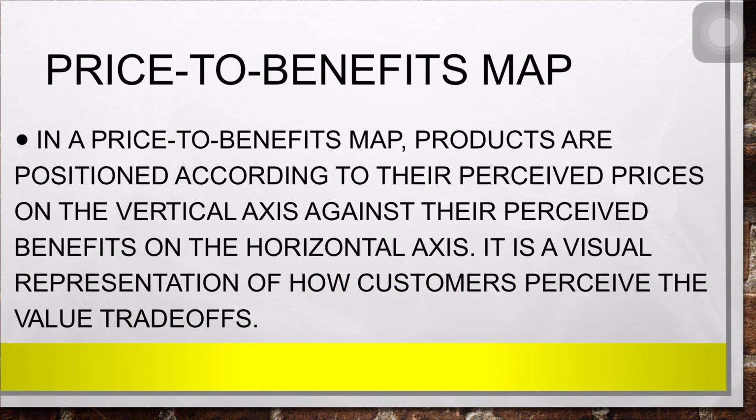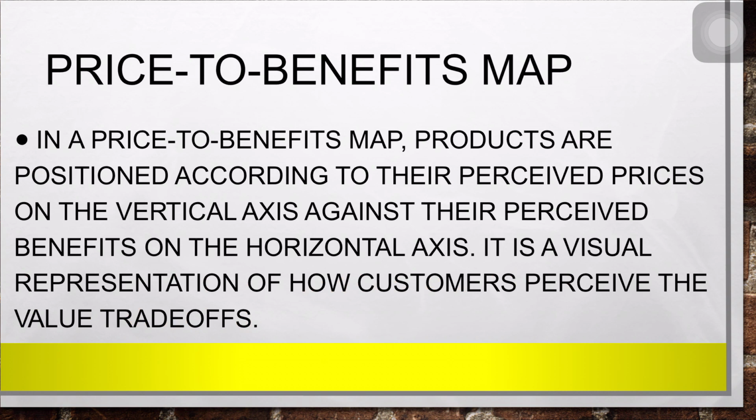My topic is all about the price to benefits map. In a price to benefits map, products are positioned according to their perceived prices on the vertical axis against their perceived benefits on the horizontal axis. It is a visual representation of how customers perceive the value trade-offs.